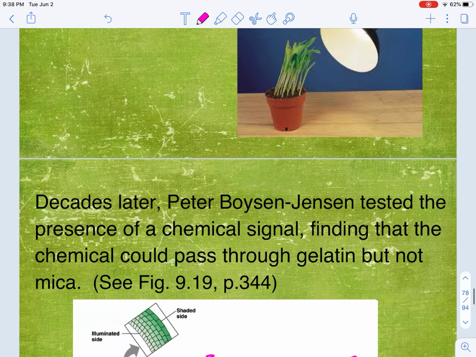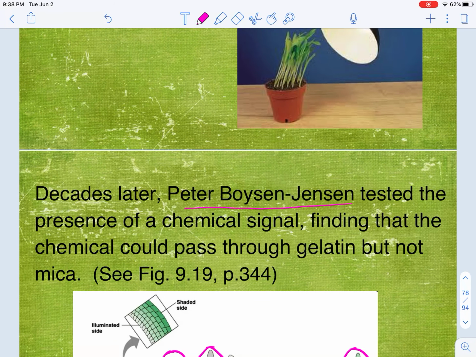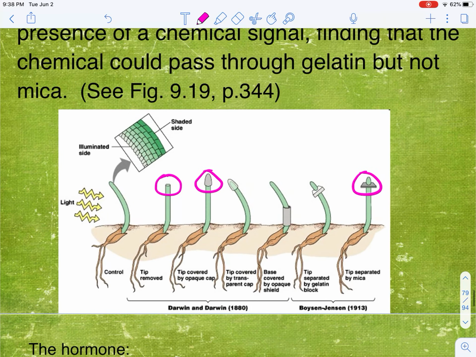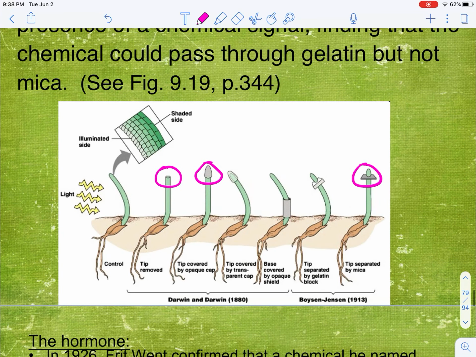So Darwin noticed that it was the tip of the plant that was detecting the light. And Peter Boysen-Jensen tested this, a neat experiment. He just had the regular plant. He cut off the tip and it did not turn towards the sunlight. So our sunlight is over here. If he covered it with an opaque or dark cap, it also didn't detect the light, so it did not turn. If it was a clear cap, though, it turned towards the light.